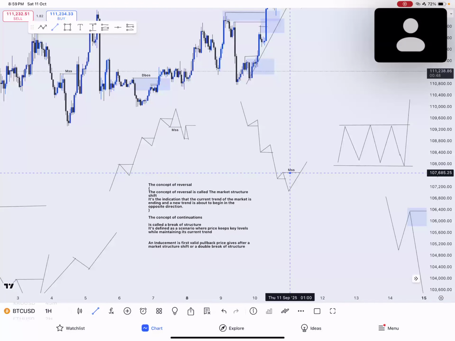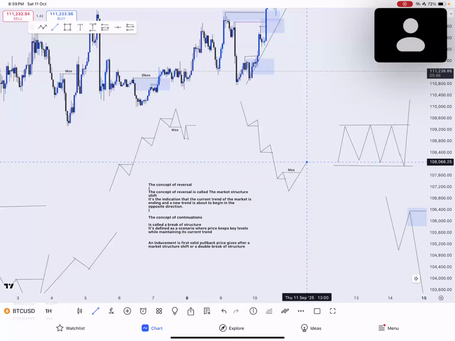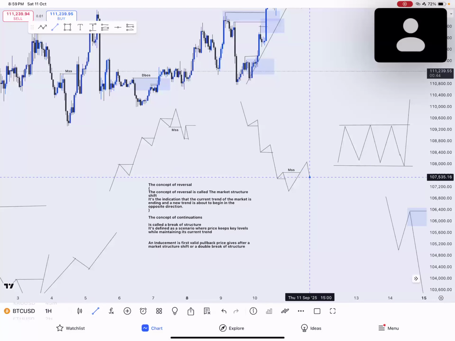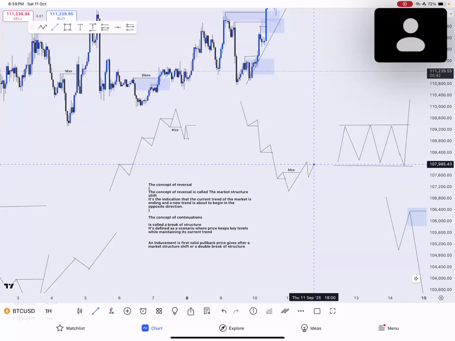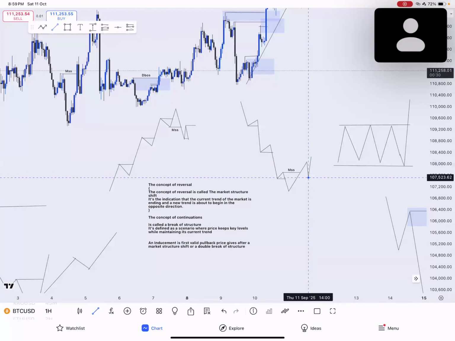Same way, after this market structure shift, price should what? Pull back to the downside before eventually pushing up again to either take out this high, or just slightly close above the high, or be equal to the high. But it should at least get close to the high or take it out. That's what makes a valid inducement. So the low right here is your inducement.